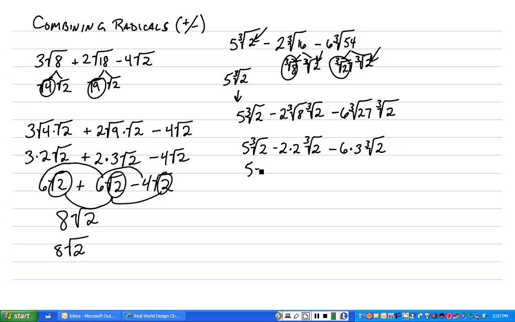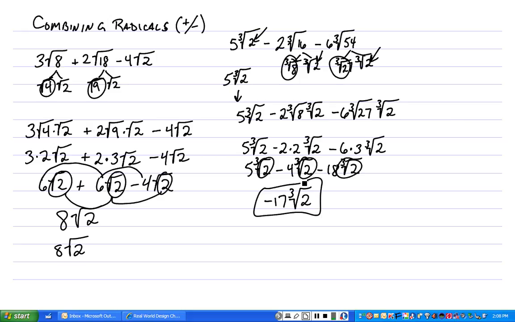Bring my 5 down. That's now a 4, and this is a 18. So 5 cube root of 2, 2 times 2 is 4 cube root of 2, 6 times 3 is 18 cube root of 2. So now I say 5 minus 4, which is positive 1, 1 minus 18, which is a negative 17. Alright, and the common cube root is 2. So there's your answer. Okay.